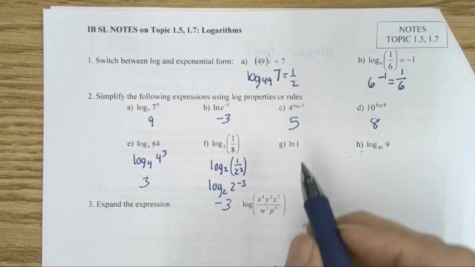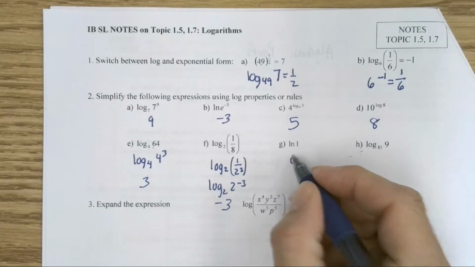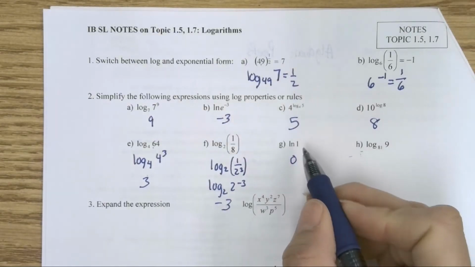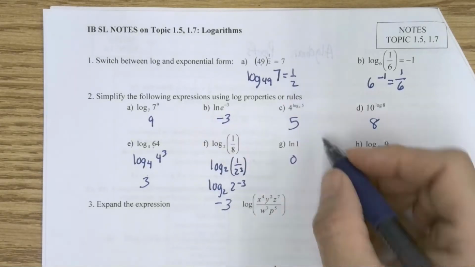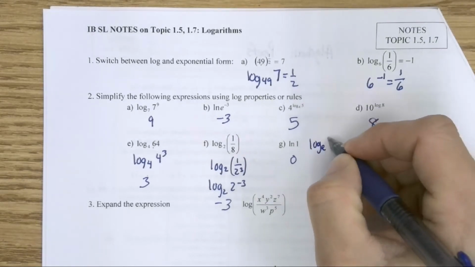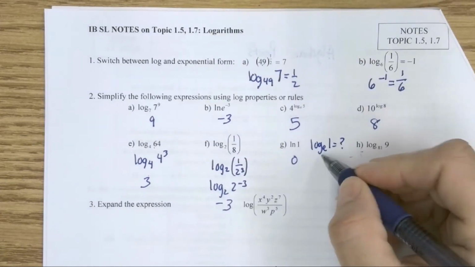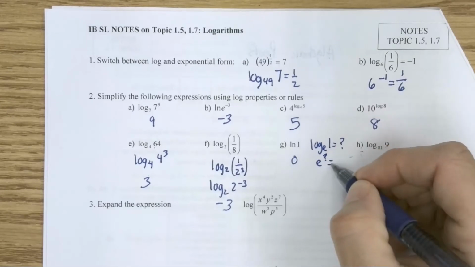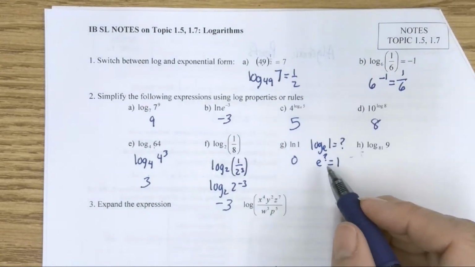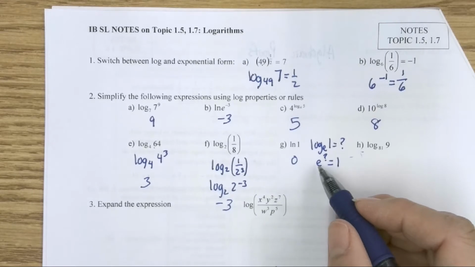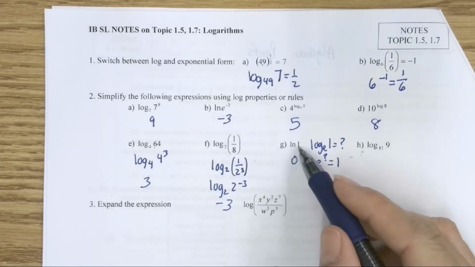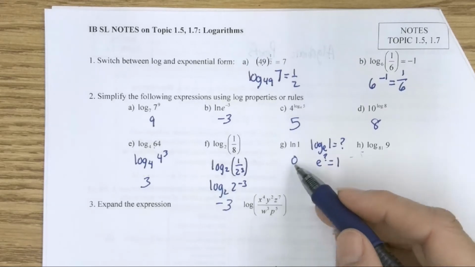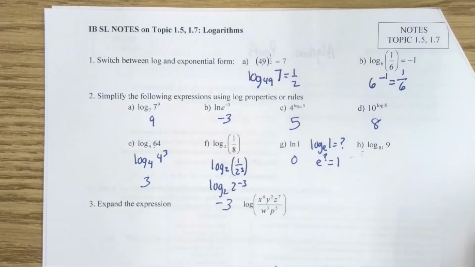ln of 1 is always equivalent to 0, and people forget that all the time, but think about that. That is saying a log with a base e of 1 equals something. That's saying e to what power equals 1? Well, e is 2.7-ish. If you raise 2.7 to a power, the only way you're going to get a 1 is if your power is 0. Hence, ln of 1 is 0, log of 1 is 0, log base 2 of 1 is 0.